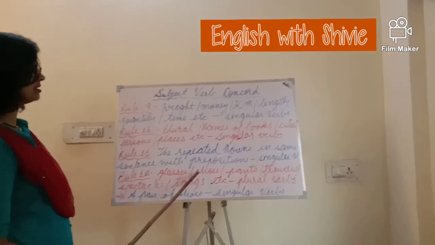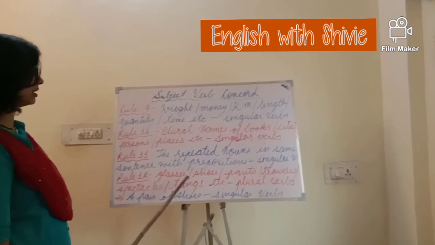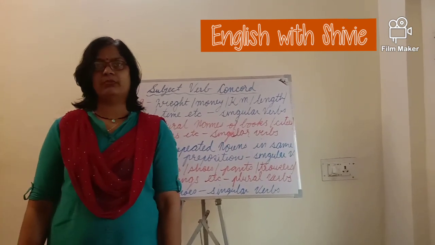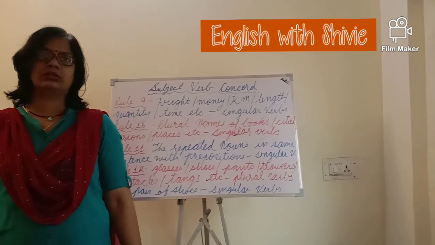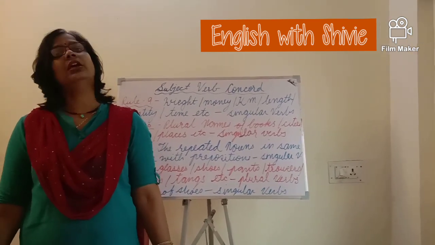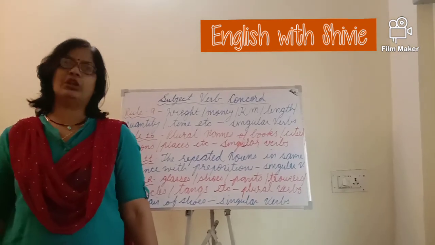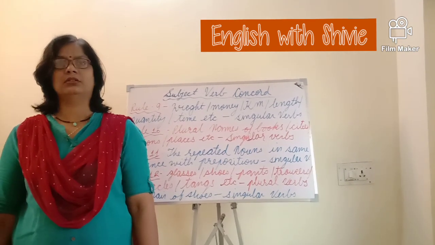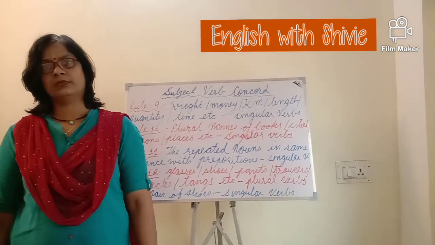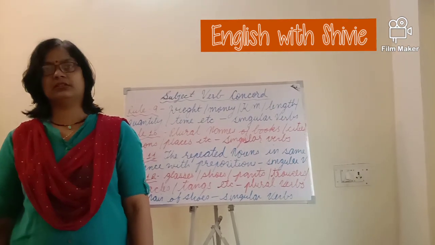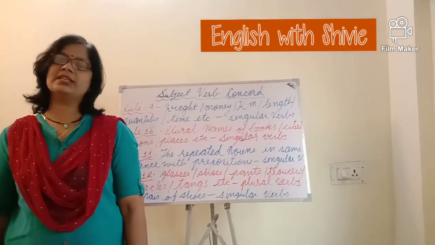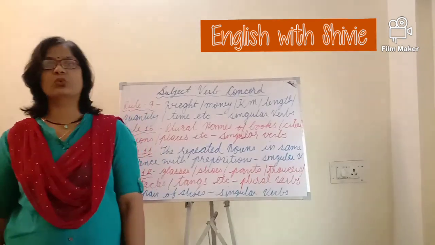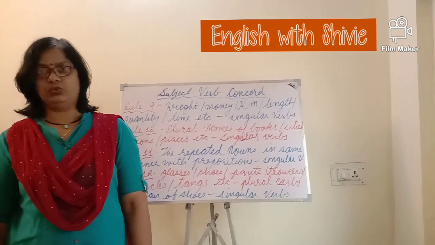Next rule. Glasses, shoes, pants, trousers, spectacles, tents. It means the things which are in pairs, even though they look singular, are called plurals. Then the plural verbs will be written. Like, my trousers are too much bright. The scissors of the tailor were sharp. It means trousers looks like a singular form, but it is plural. The plural verbs will be used.